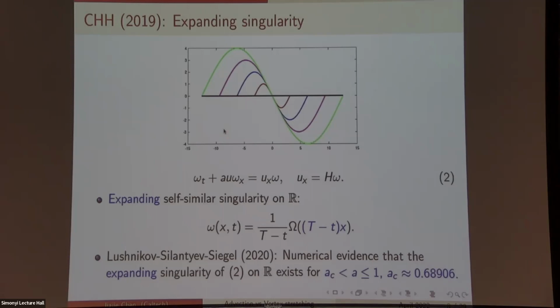Excuse me, can the data be compactly supported? C infinity, you mean this one? Yes. The result we can show is C infinity, so it is very nice initial data. However, the solution at the blow-up time is not of finite nature, because it has an expanding nature.